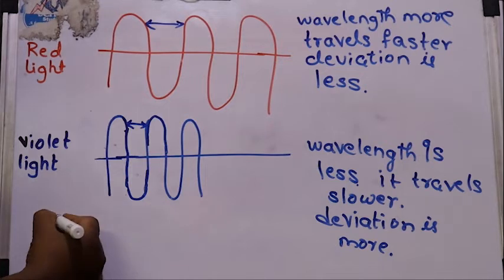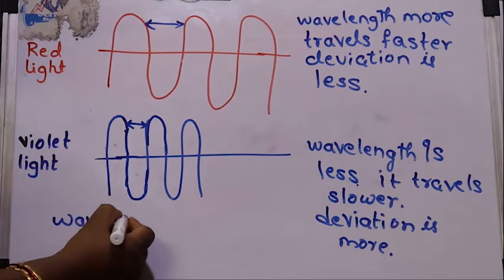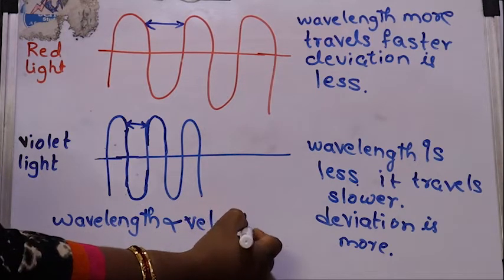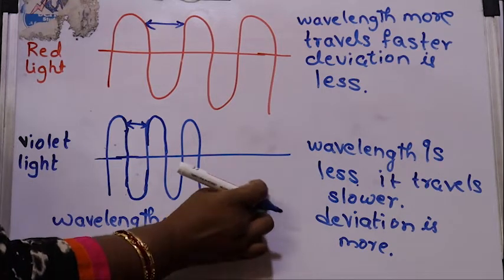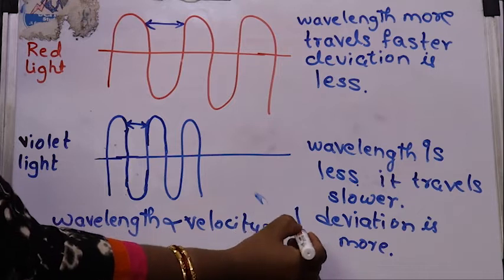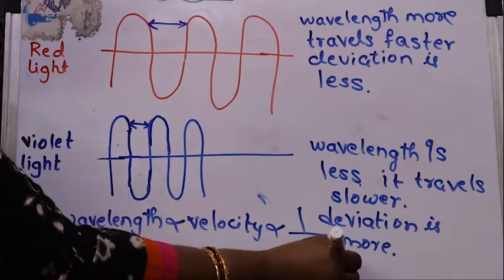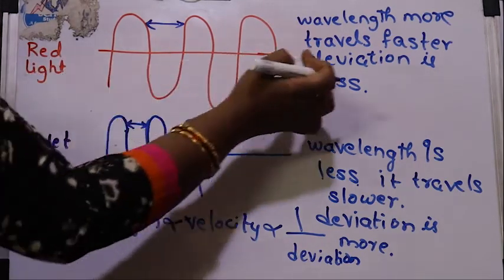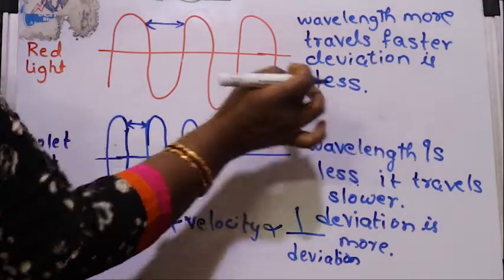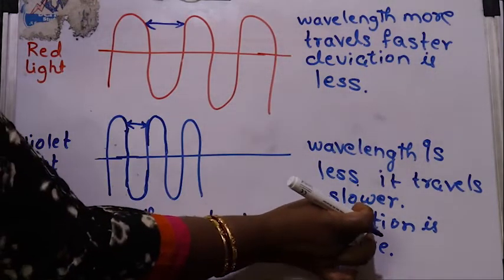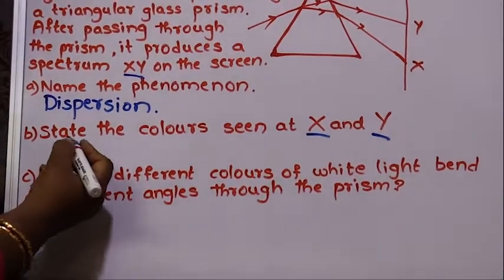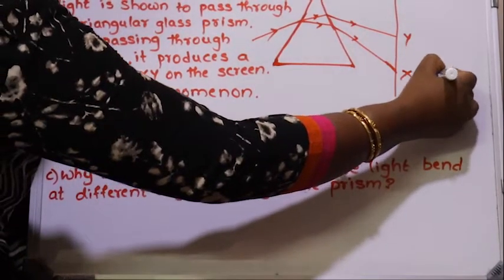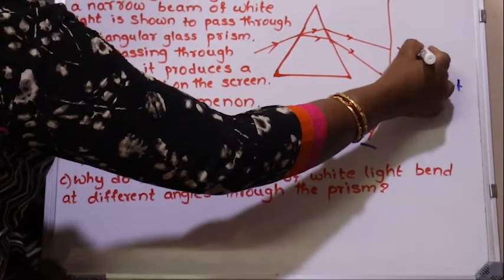Let us write this relation here. Wavelength is directly proportional to the velocity, whereas it is inversely proportional to the deviation. So, from this we can conclude that the red light travels faster, so it deviates less, and the violet light travels slower and it deviates more. Therefore, the answer: X is violet and Y is red.